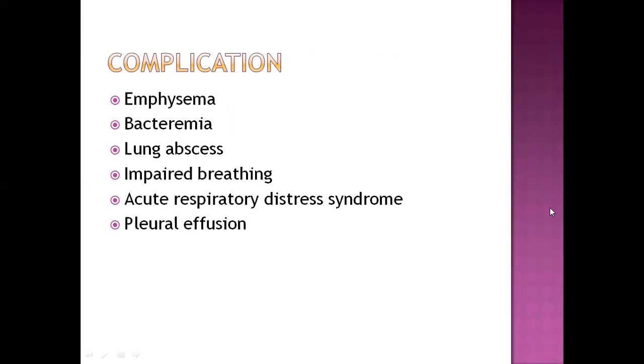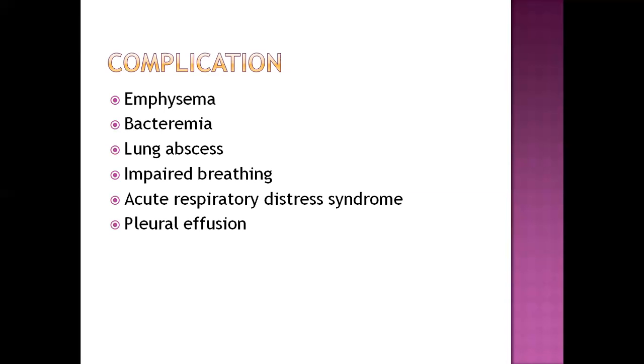Complications of pneumonia can be emphysema, bacteremia, lung abscess, impaired breathing, ARDS, acute respiratory distress syndrome, and pleural effusion. Emphysema is accumulation of air inside the chest cavity. Bacteremia is mixing of bacteria in the blood. Lung abscess is deposition of pus in the chest muscles. Impaired breathing for a long period of time.